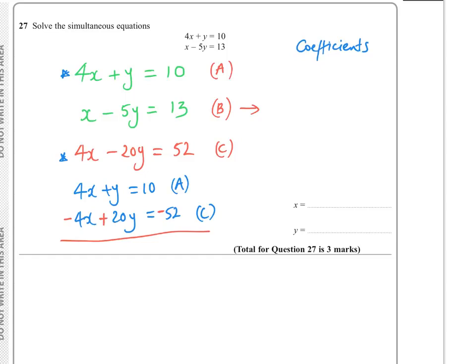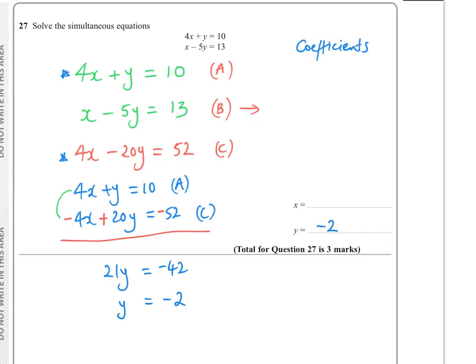And the nice thing is that I'll have 4x and minus 4x, which is no x at all. I'll have 1y and 20 more, which will give me 21y. And then here I'll have 10 and negative 52, which is negative 42. And hopefully then, if you divide both sides by 21, you can use your calculator, you will get y is -2.